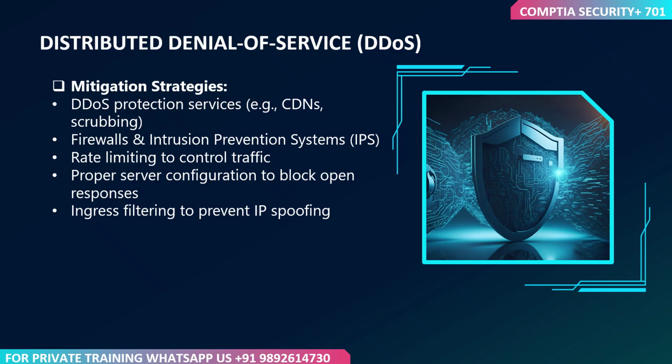Also, anti-spoofing measures like ingress filtering can prevent attackers from sending packets with fake source addresses. This can cut down on reflection style attacks because if you can't spoof an IP address, you can't trick a server into sending data to someone else.